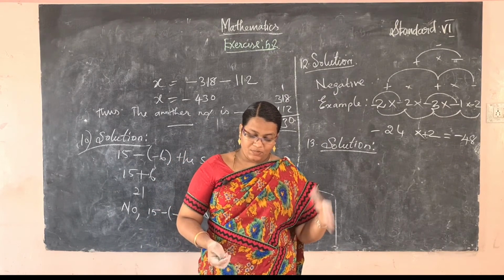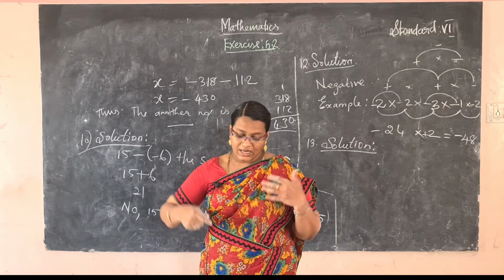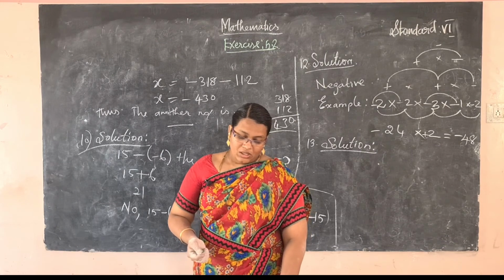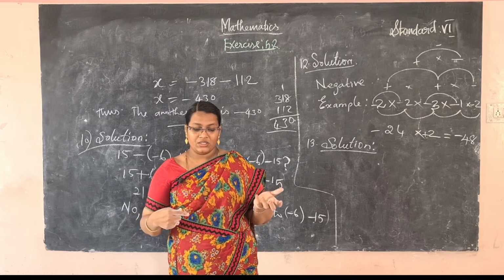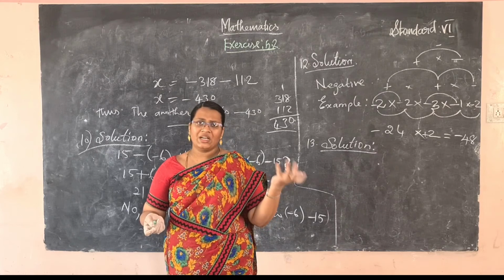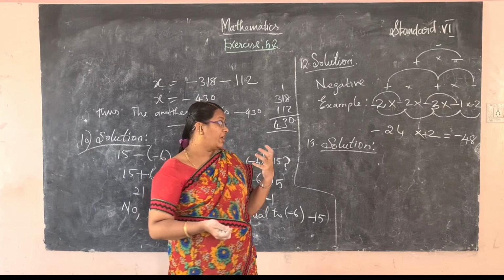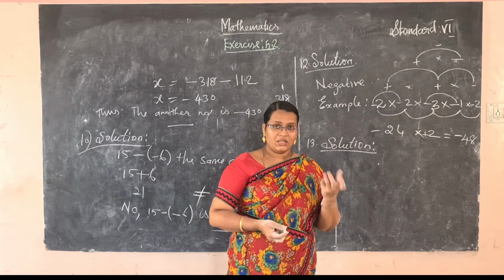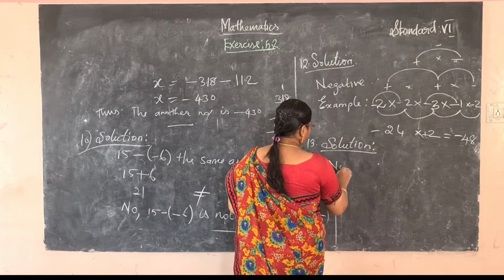Is it possible for the product of a positive integer and a negative integer to be 0? Give an example. When we multiply a positive integer and a negative integer, can we get the value 0? It's not possible. We get only a negative integer, is it? We can't get the value 0. Can we get 0? Not possible. So no.